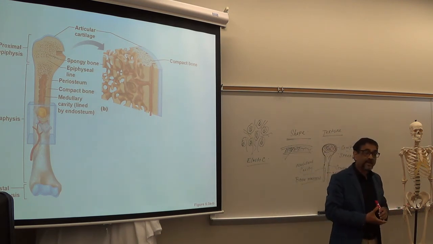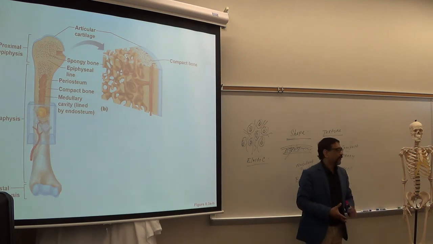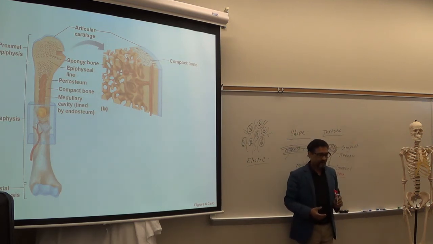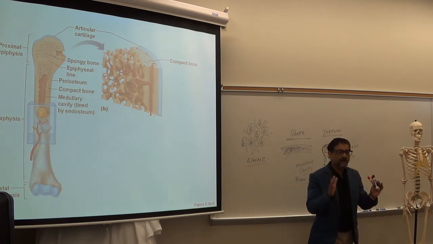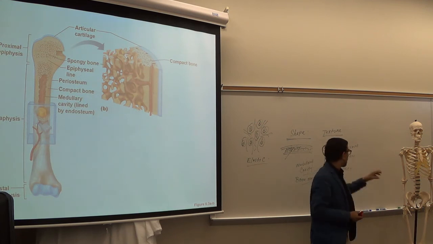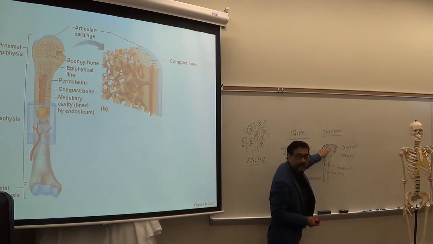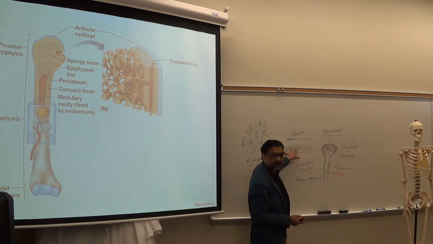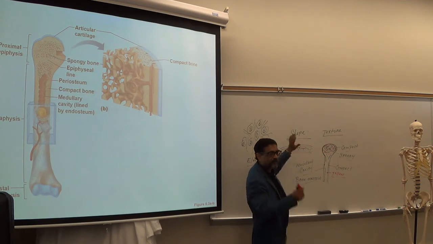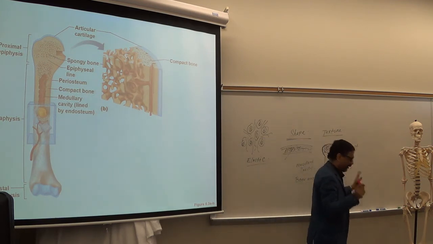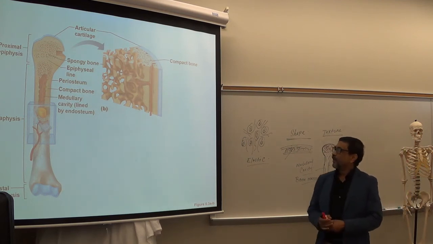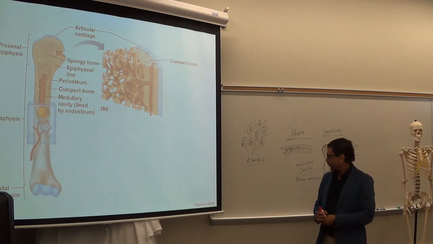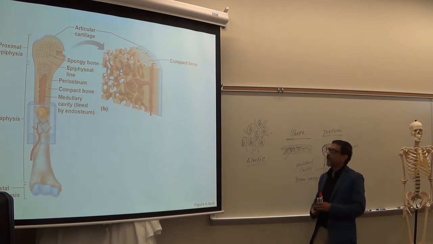So, if I now ask you that in an adult, where will you find red bone marrow? Inside the head of long bone, make sense? All the time. And inside the flat bones. Always red bone marrow. And in infants, everywhere. And that is the primary site of blood cell formation. Okay.